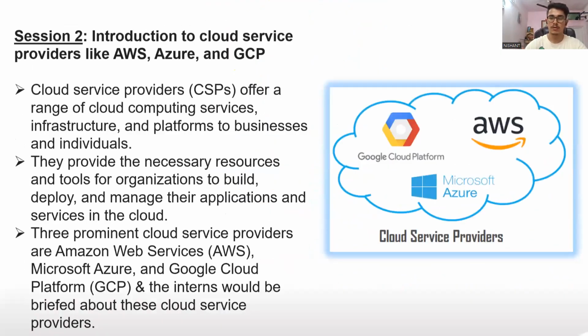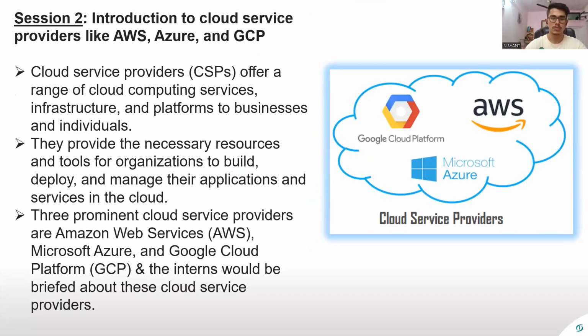So the second session of week one includes introduction to cloud service providers like AWS, Azure, and GCP. These cloud service providers offer a range of cloud computing services, infrastructure, and platforms to businesses and individuals. They provide the necessary resources and tools for organizations to build, deploy, and manage their applications and services in the cloud. So the three prominent cloud service providers are Amazon Web Services, which is AWS, Microsoft Azure, and GCP, which is Google Cloud Platform, and the interns would be briefed about these cloud service providers.